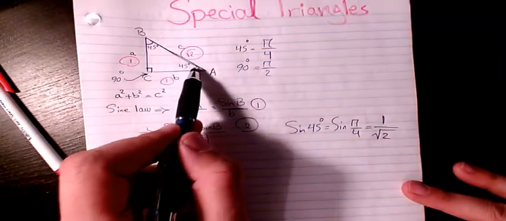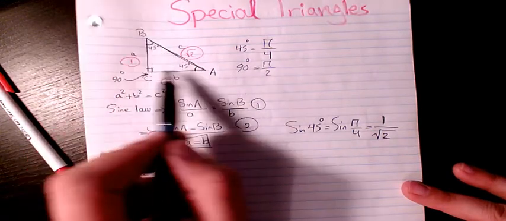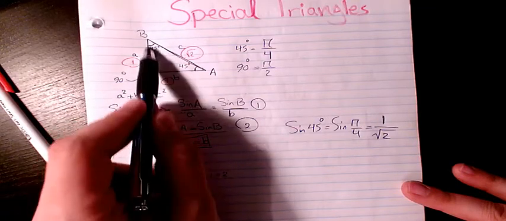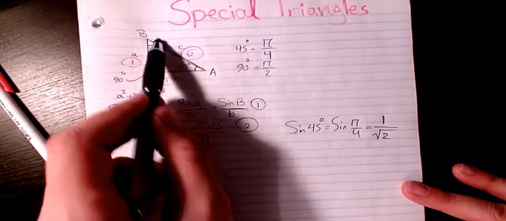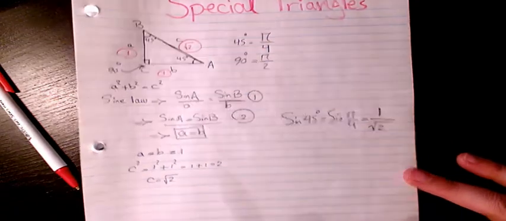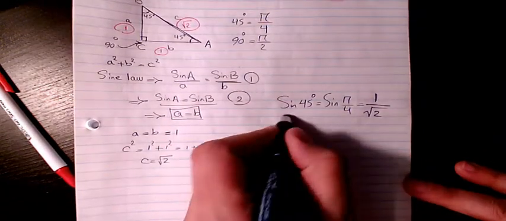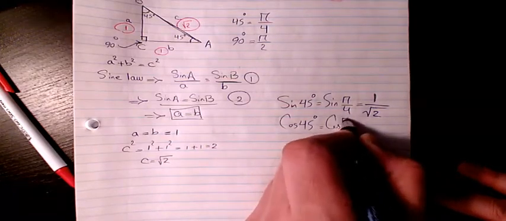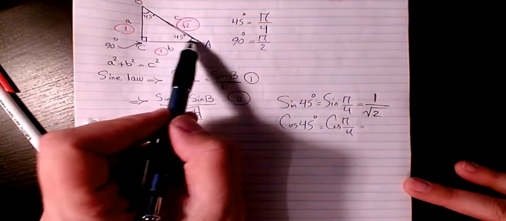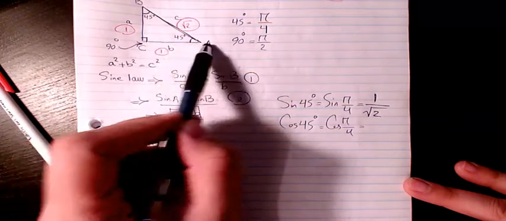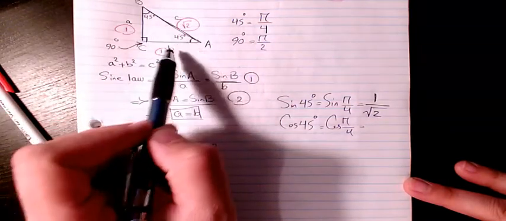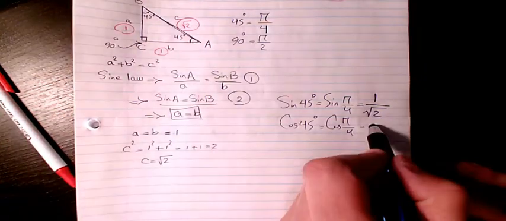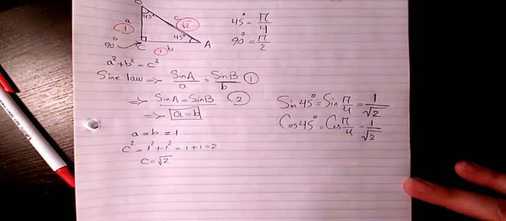We know the definition of sine is opposite over hypotenuse. Sine of A is opposite, which is A or 1, divided by the hypotenuse. So 1 over root 2. What about the cosine? Cosine 45 or cosine pi over 4 will be equal to 1 over root 2, adjacent divided by hypotenuse. It's going to be 1 over root 2.